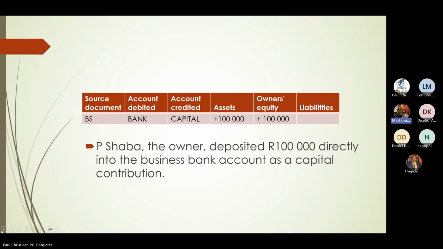When the owner contributes money as a capital contribution, it means owner's equity will increase because of the capital contribution. The account to be credited will be capital, which falls under owner's equity. The impact under assets, owner's equity, and liabilities will be plus 100,000 of assets and plus 100,000 of owner's equity. We are done with the first transaction. Move to the next one.